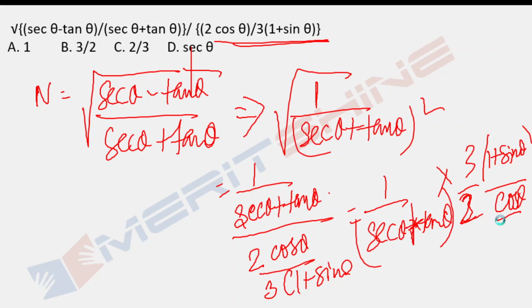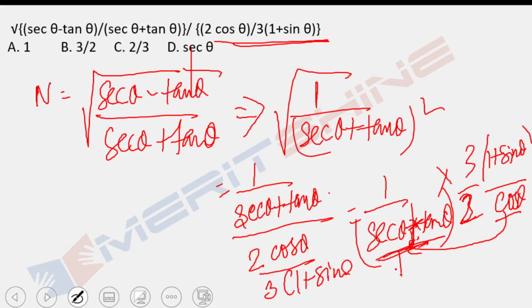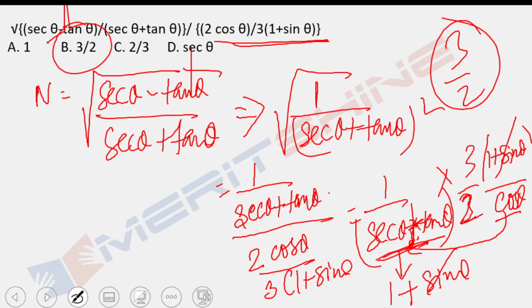This cos theta, if it is multiplied here, then this part of the denominator would become 1 plus sin theta. So you have 1 plus sin theta here. So this gets cancelled and you have 3 by 2 as your answer, which is option B. So this is one way you can approach this question. This was an easy one. You could have done it in the traditional method also.